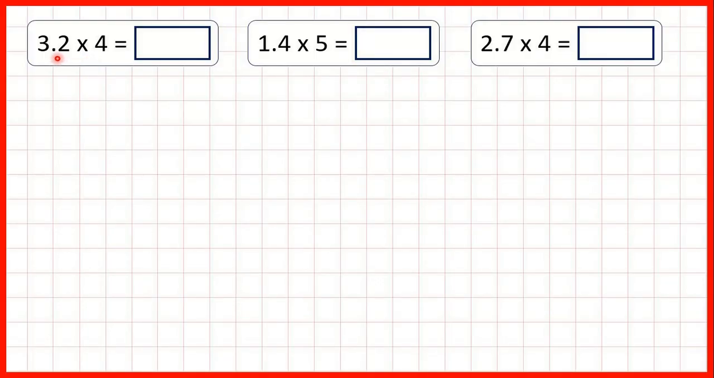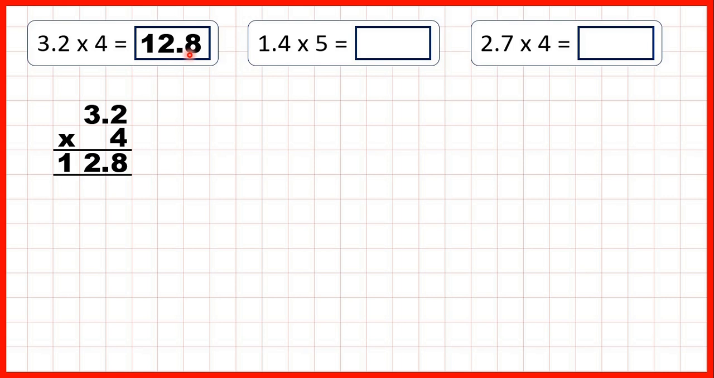Now we have 3.2 times 4, so we can write it out as a column multiplication, and we need to remember to copy the decimal point down into our answer. 2 times 4 is 8, and 3 times 4 is 12, so we get 12.8.